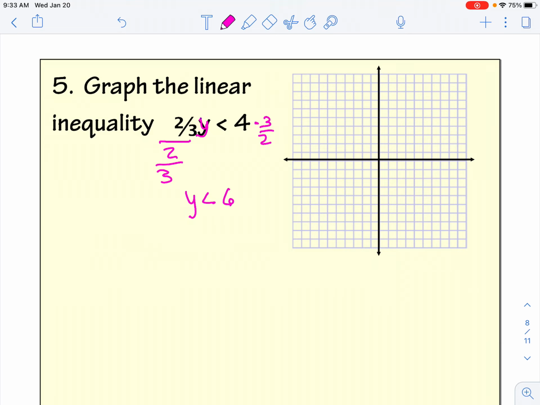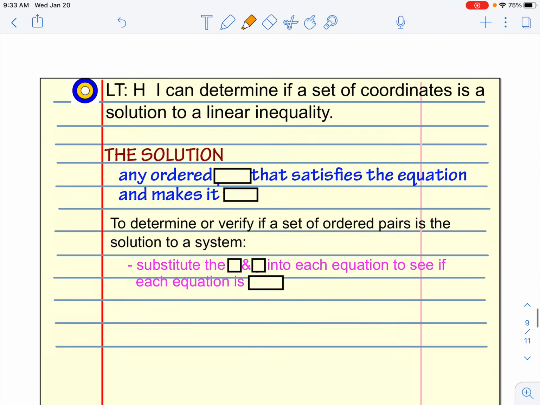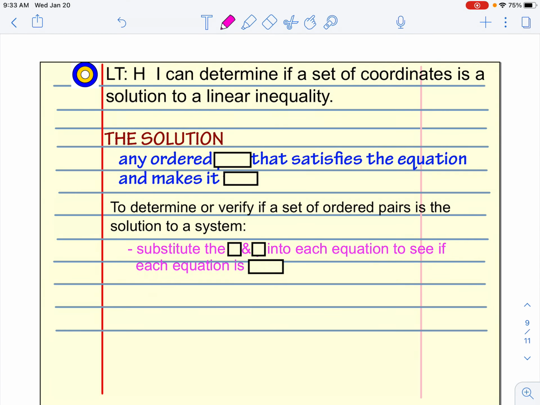So now this line is a y line. So it's going to go through the y-axis at 6, 1, 2, 3, 4, 5, 6. And it's going to be a dashed line because there is no equal sign with it. And now, again, because this is less than the line, where are the values less than that? Well, they're below this line. And I did not pick test points, but you certainly could verify with test points on those last two as well.